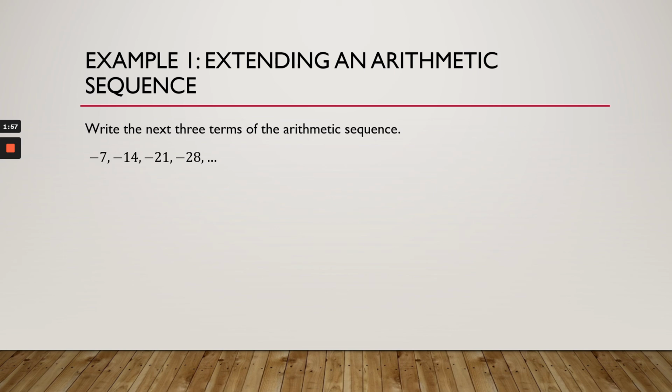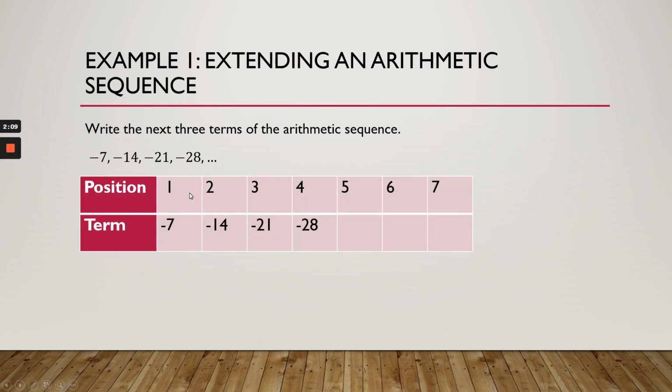We got negative 7, negative 14, negative 21, negative 28. Now in order to figure out what the common difference is, we need to subtract the numbers going backwards. Okay? So negative 14 minus a negative 7 would give us negative 7. Negative 21 minus a negative 14 would give us negative 7. Negative 28 minus a negative 21 gives us a negative 7. In other words, we keep on going down by 7.